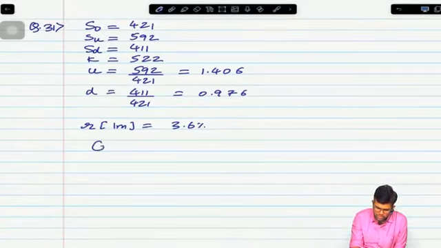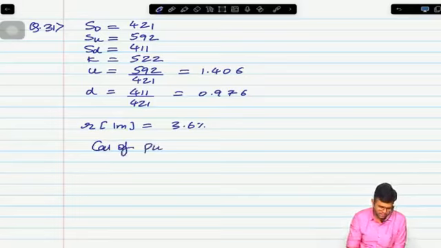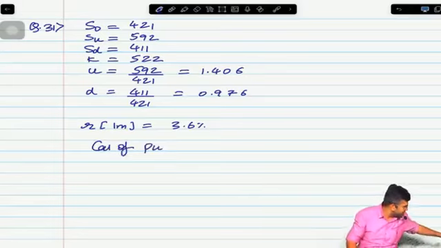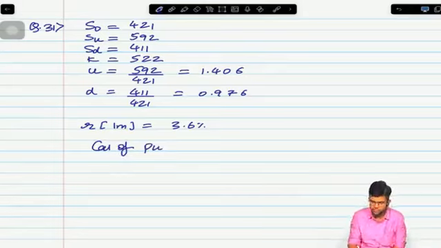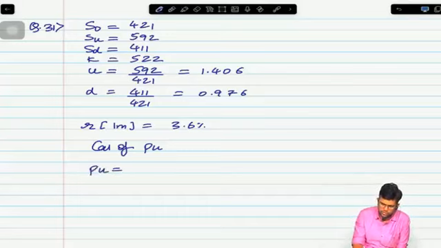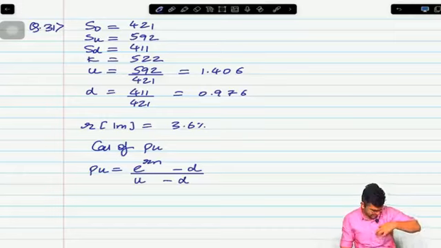So calculation of PU. PU is equal to e raised to Rn minus D, the whole upon U minus D. Put the numbers, get me the answer.